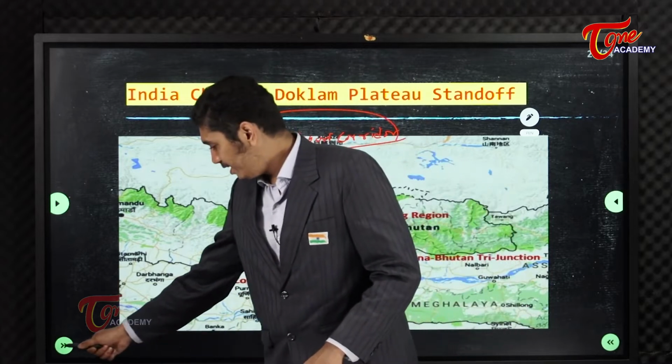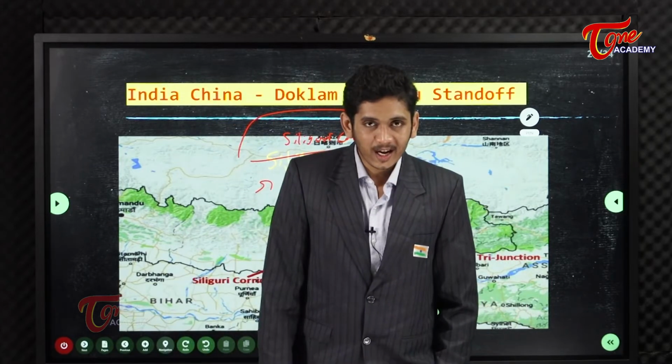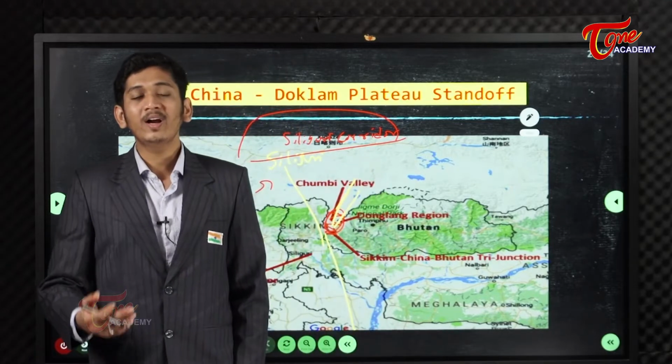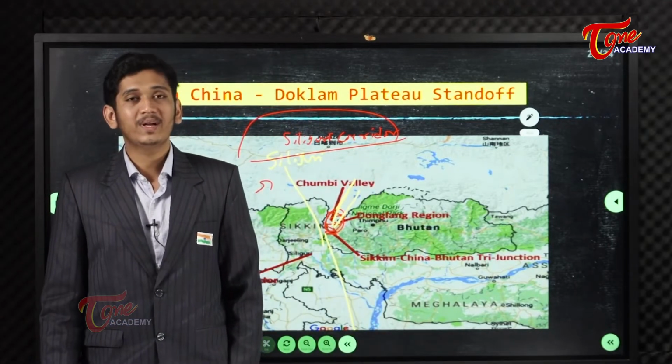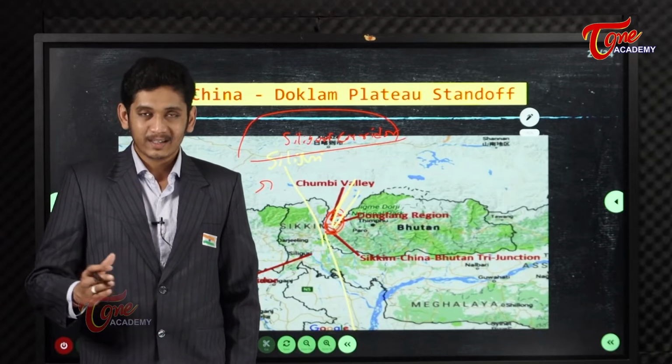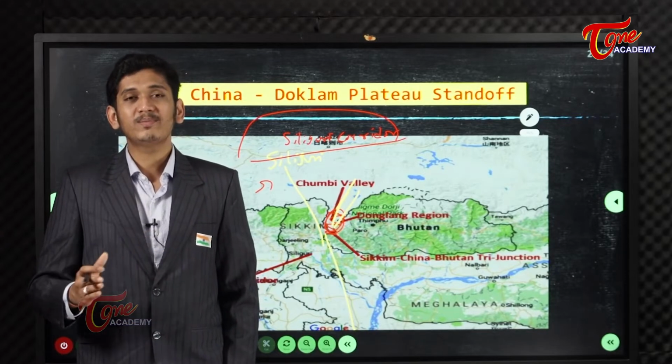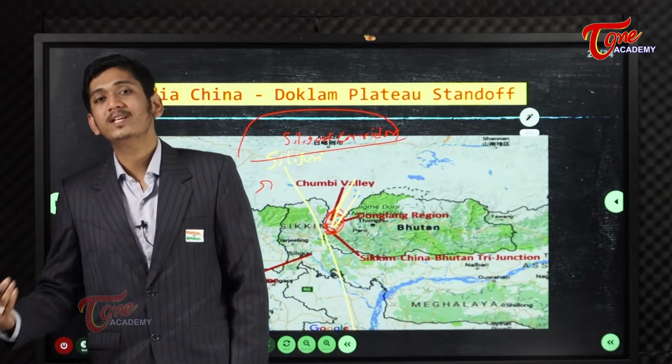As it is very near to the chicken neck of India, that is the Siliguri corridor, it could have led, during the time of war, to the Chinese easily occupying the Siliguri corridor and completely disrupting the connection with northeast India.